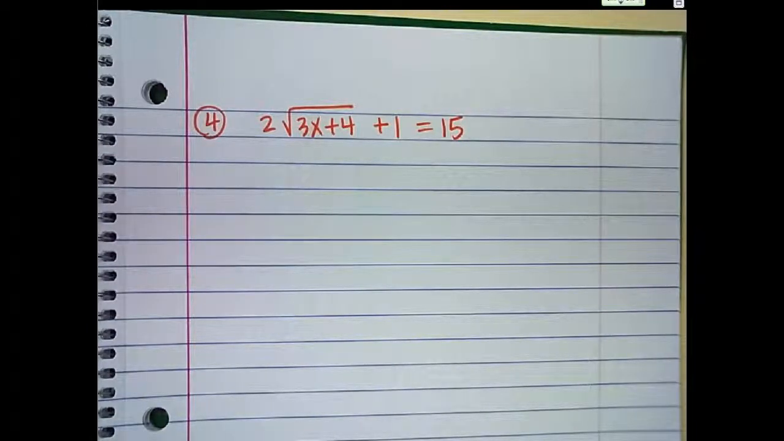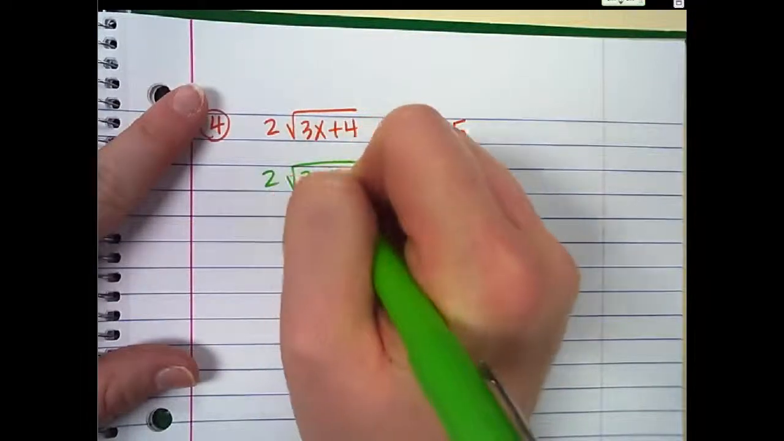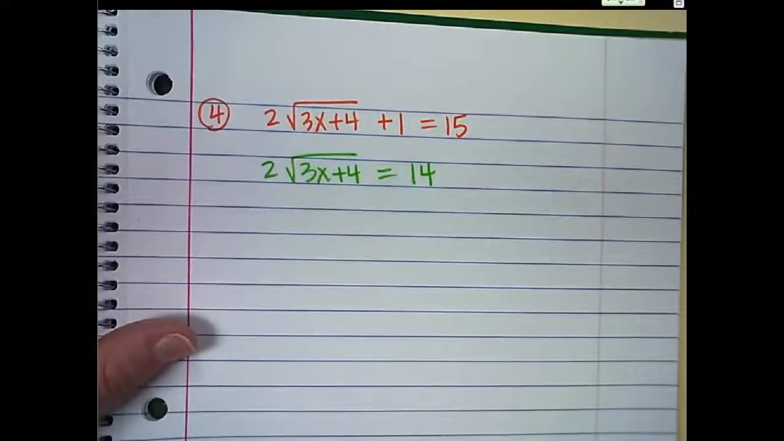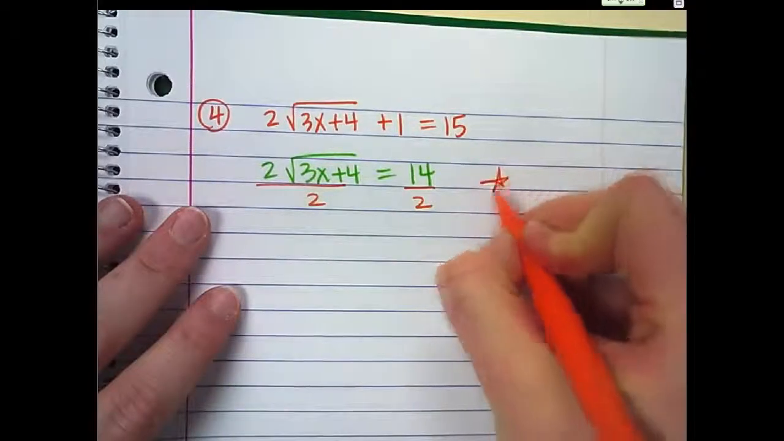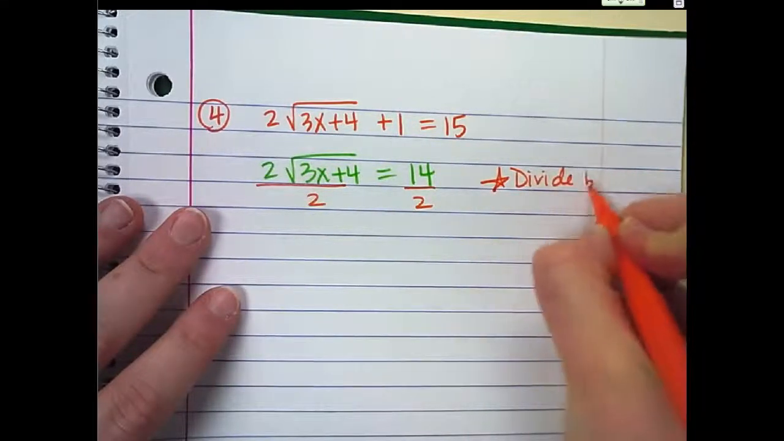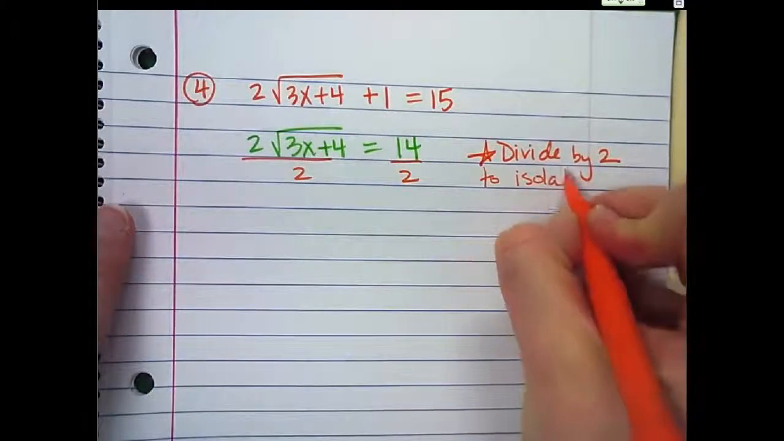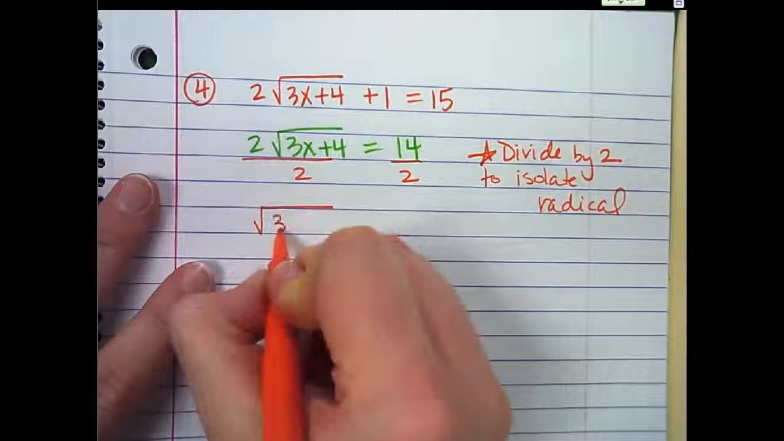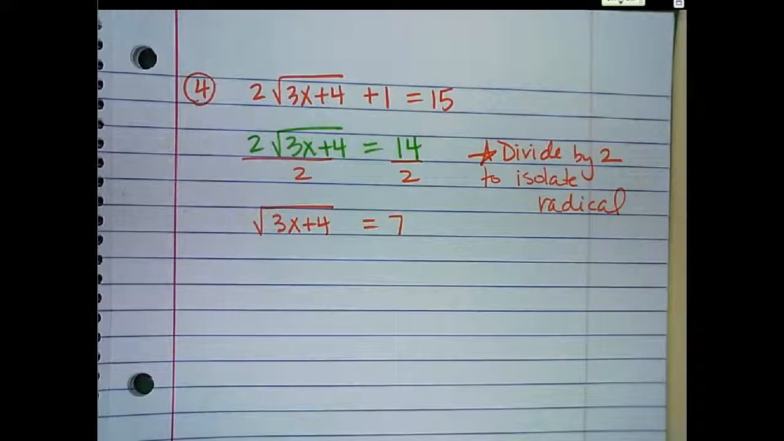Okay, what would you do first to get the radical by itself? Subtract 1. Yeah, subtract the 1 first. That becomes 14. And then what would you do? Divide by 2. Perfect. Divide by 2. So go ahead and solve for x and then check your answer.